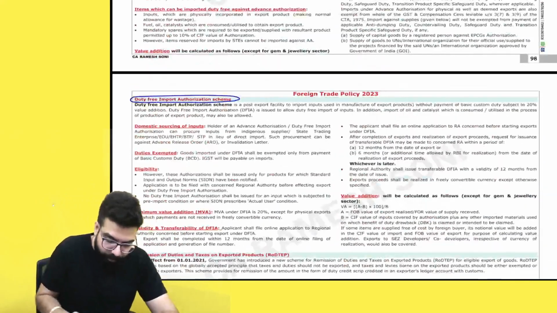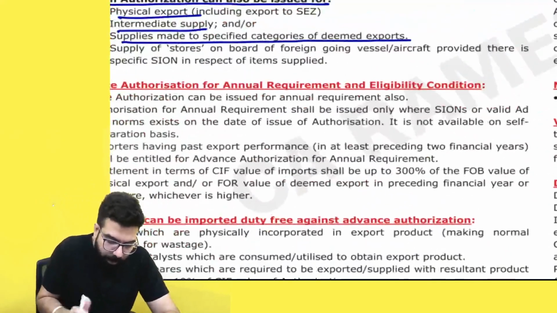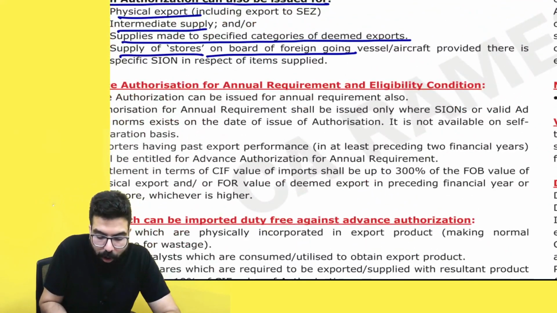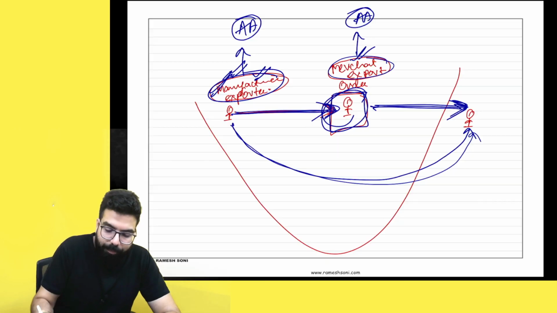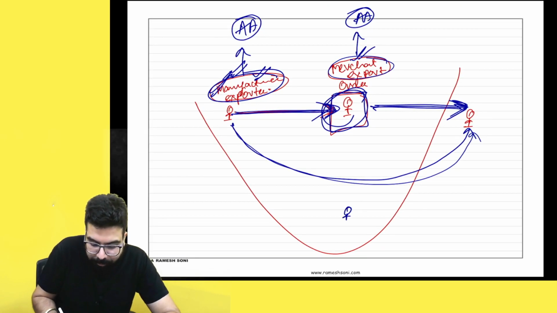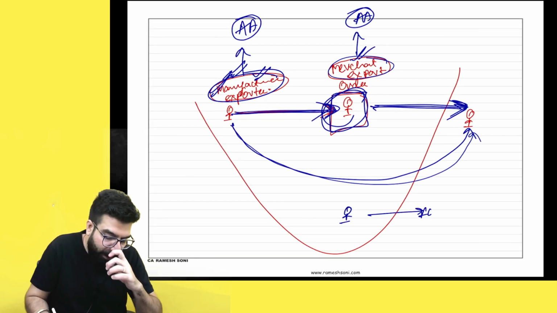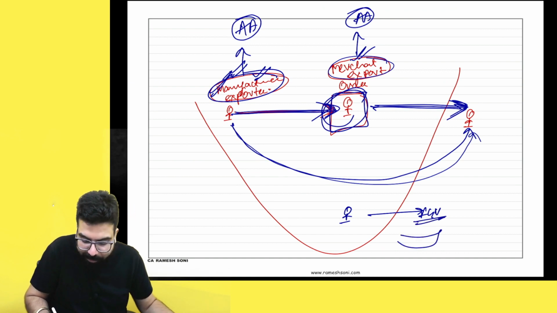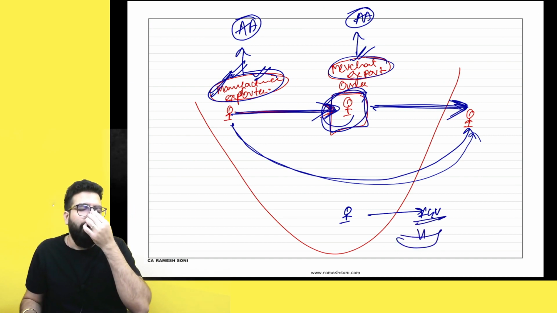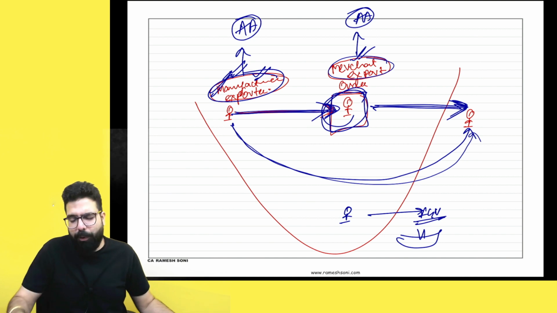Then supplying as stores on board to a foreign going vessel or aircraft. If you are going ahead and supplying to a foreign going vessel, basically a ship, Indian Navy ship, all this foreign national ship which is there.